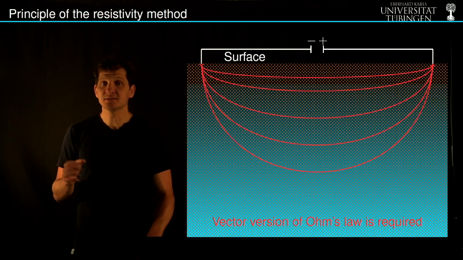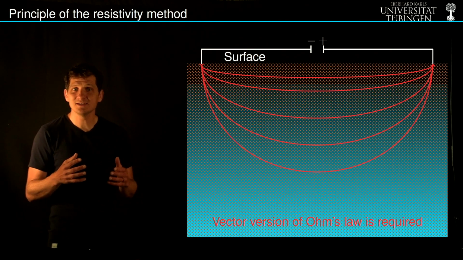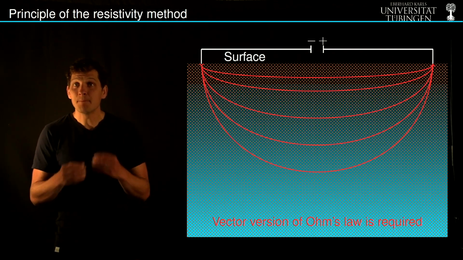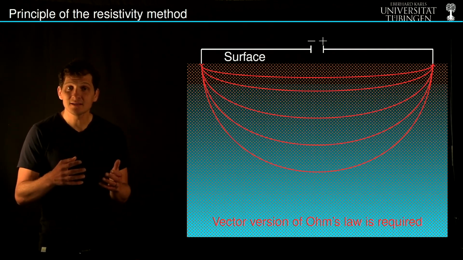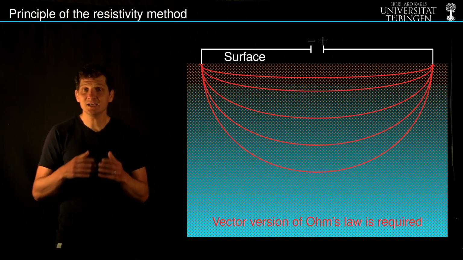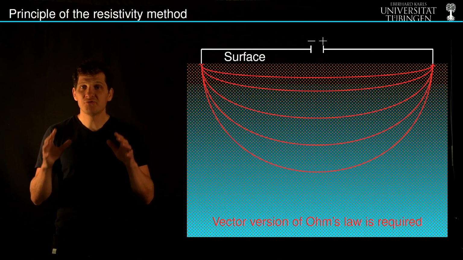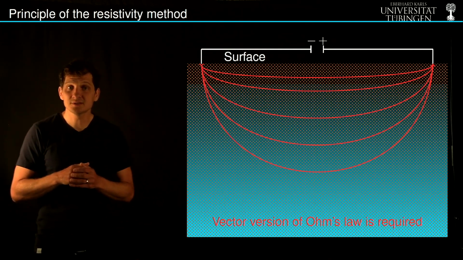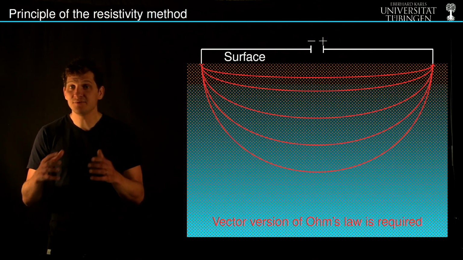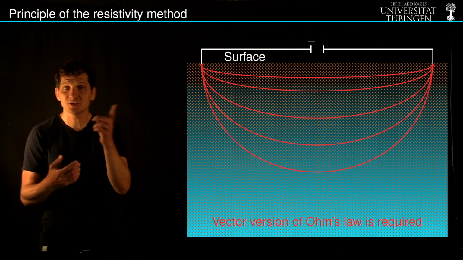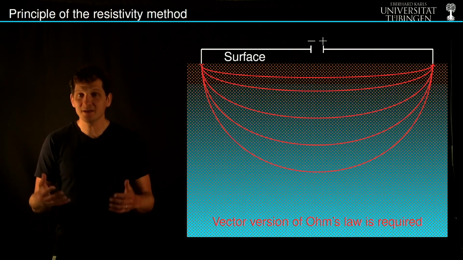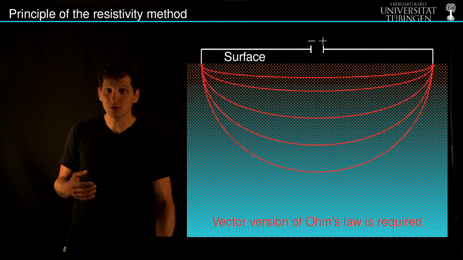The big difference is that we obviously don't have any cables in the subsurface, but instead we expect for any given electrode spacing that the electrical current somehow flows distributed through the subsurface. And in order to understand how the resistivity method works, we need to predict the shape of these flow patterns, and this in turn requires a vector version of Ohm's law.